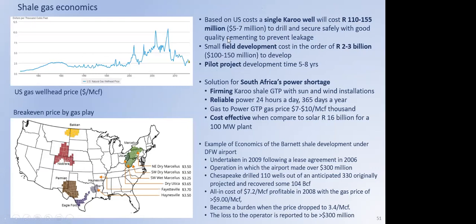Although we're short of infrastructure, I'll just show you now. This sweet spot is perfectly positioned to help get our power shortage resolved. Shale gas, I believe, can really be used to firm up or kick in when the sun goes down and the wind stops. It's reliable, 24 hours a day throughout the year, and the gas price could be quite competitive because it's a gas-to-power price that you link to Eskom. When you look at US prices, it's down in the order of $2.5 per thousand scf. In this case, it relates to $7 to $10. It could be quite cost effective, because if you look at one of the last solar plants, for 100 megawatt they've got to put down 16 billion to get such a plant up and running.